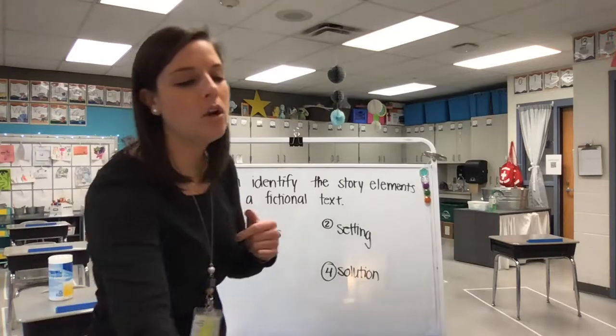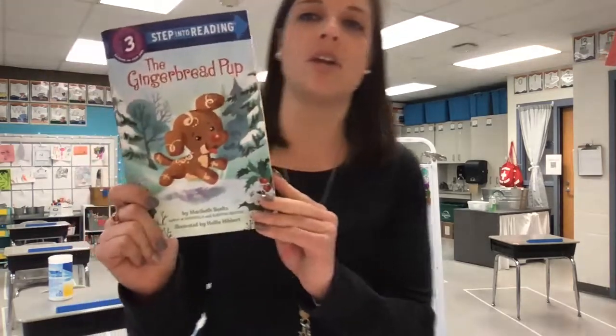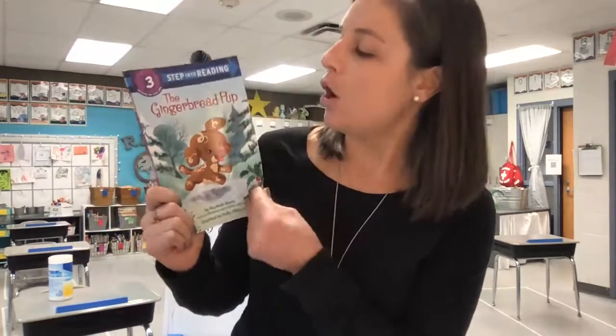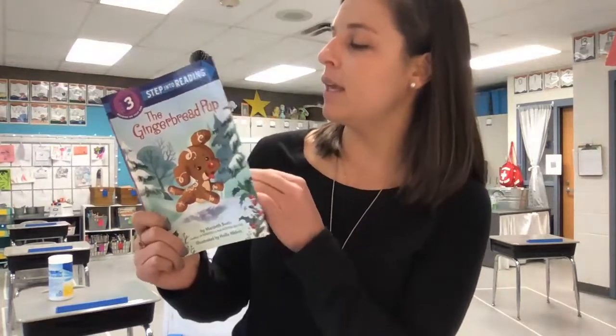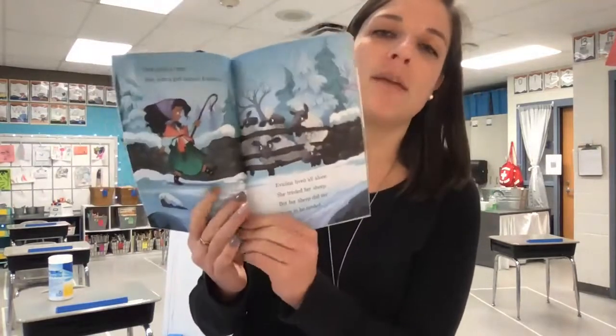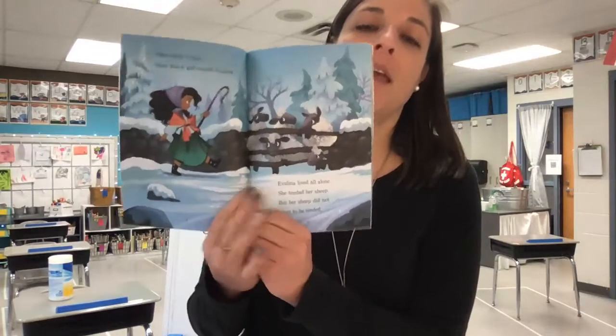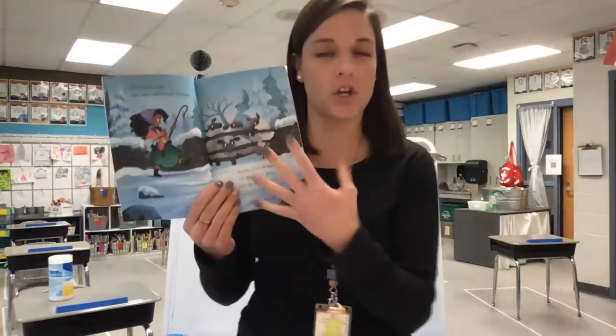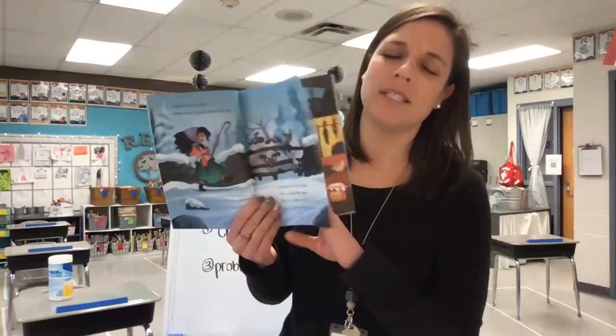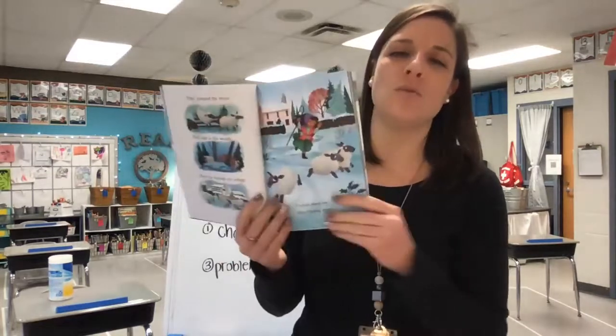So what you should have done already is watched your read aloud for today. Your read aloud was about this little character, the gingerbread pup. It also was about a human character. The human character's name is Evelina. And if you remember, Evelina tends to her sheep, but her sheep don't listen. They run away from her, they do naughty things.